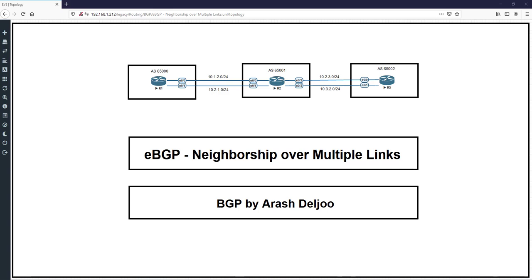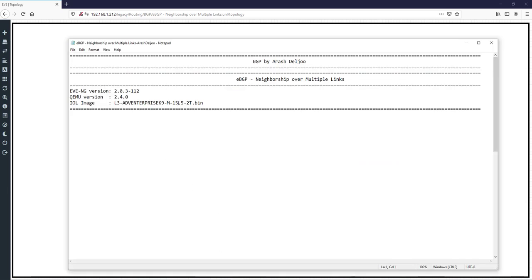In this video, I'm going to talk about eBGP neighborship over multiple links. This is an interesting topic in BGP and the neighborship concept in BGP. Maybe you ask me, what is neighborship over multiple links? Let's explain it first, and after that we can configure the eBGP neighborship over multiple links.